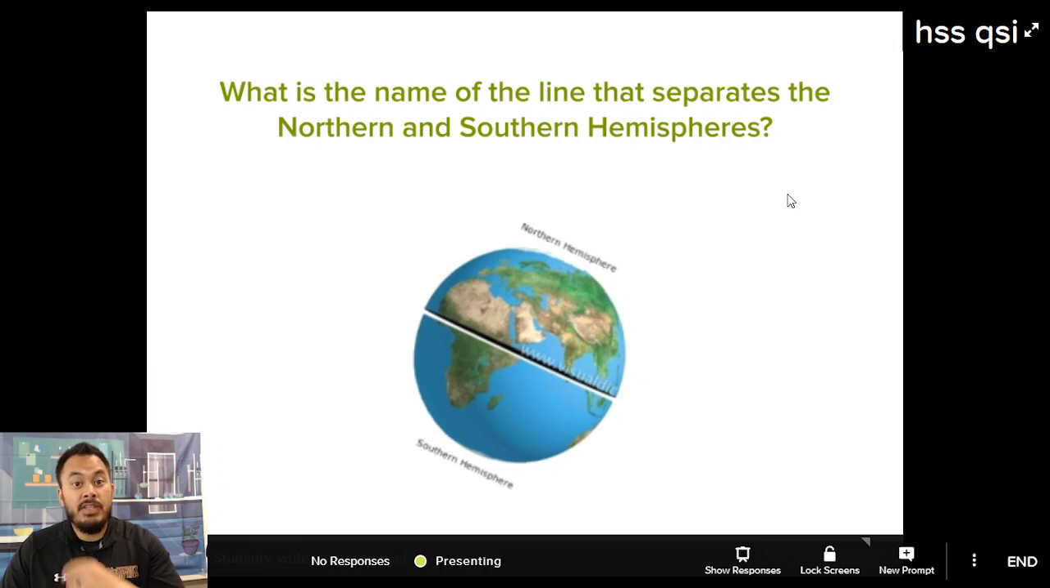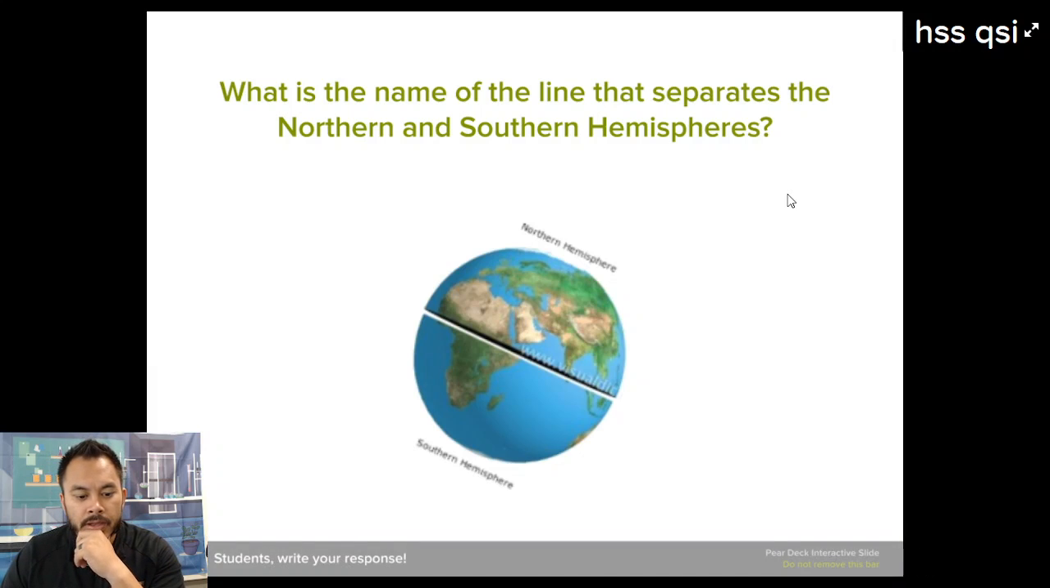That's the end of today's notes. Like I said, this is part 1. Part 2 we're going to pick up tomorrow, and we're going to explain the effect on the Earth as the axis tilts throughout the year.